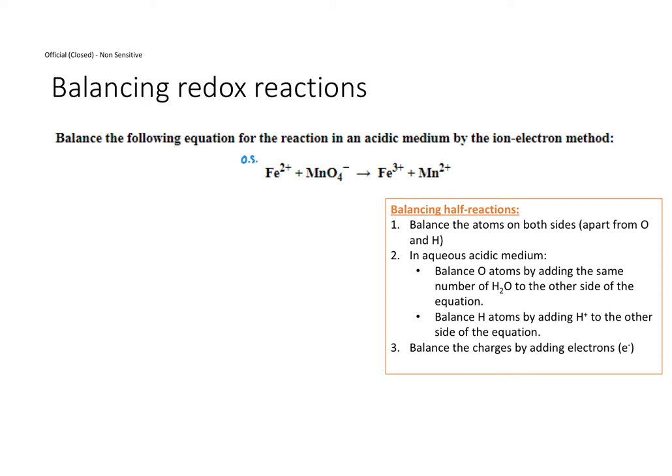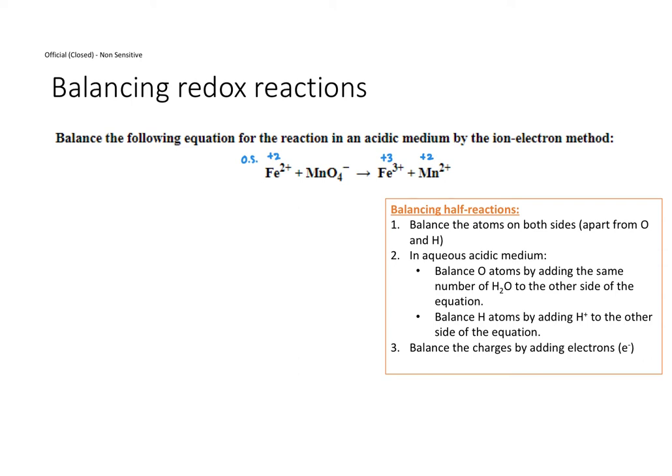So for Fe2+, Fe3+, and Mn2+, the oxidation state is very easy to find because these are monoatomic ions. So the oxidation state will be equal to the charge on the ion. So for Fe2+, oxidation state will be +2. Fe3+, oxidation state of Fe is +3. And for Mn2+, the oxidation state of Mn would be +2.